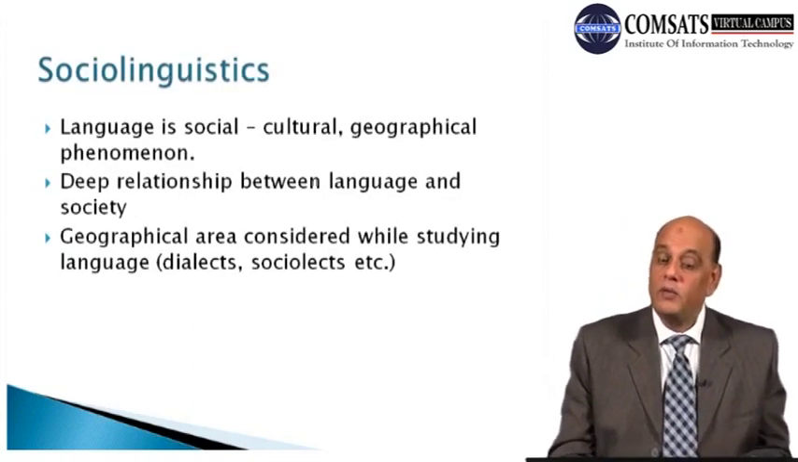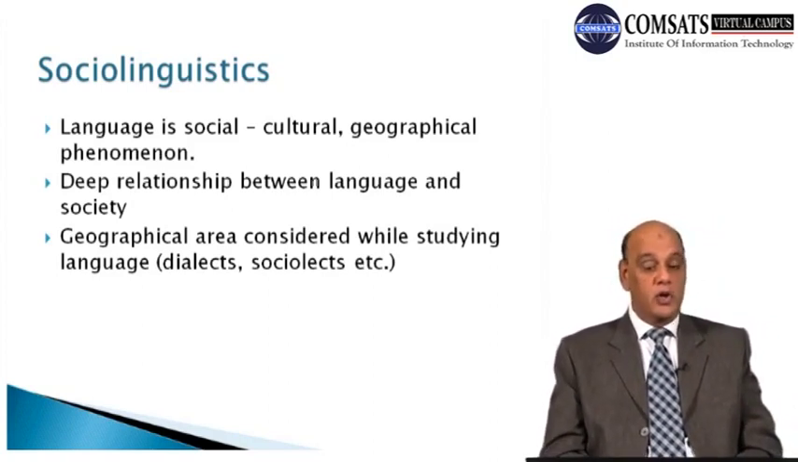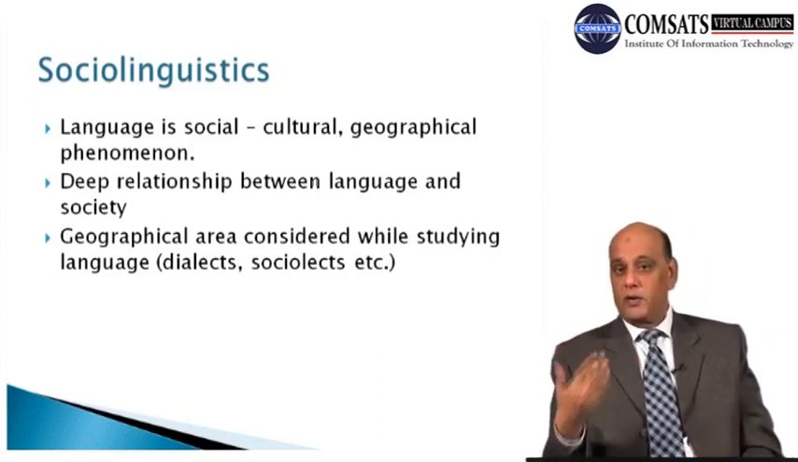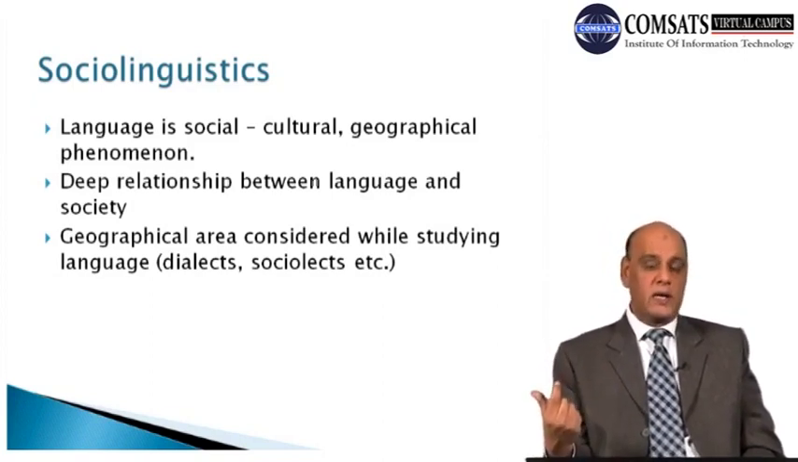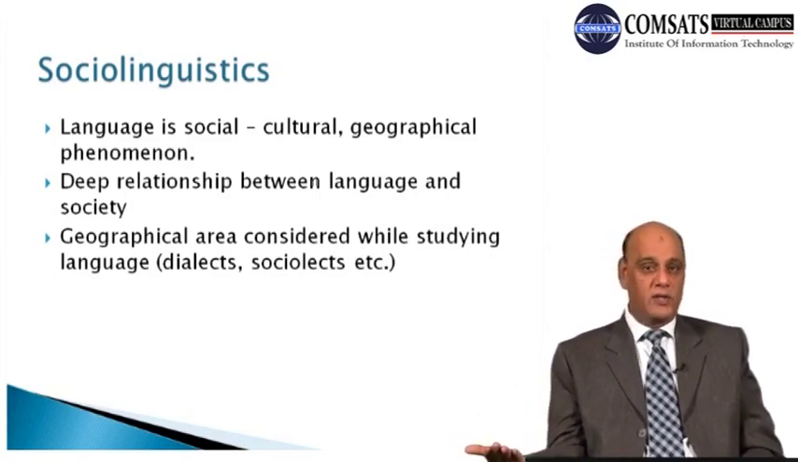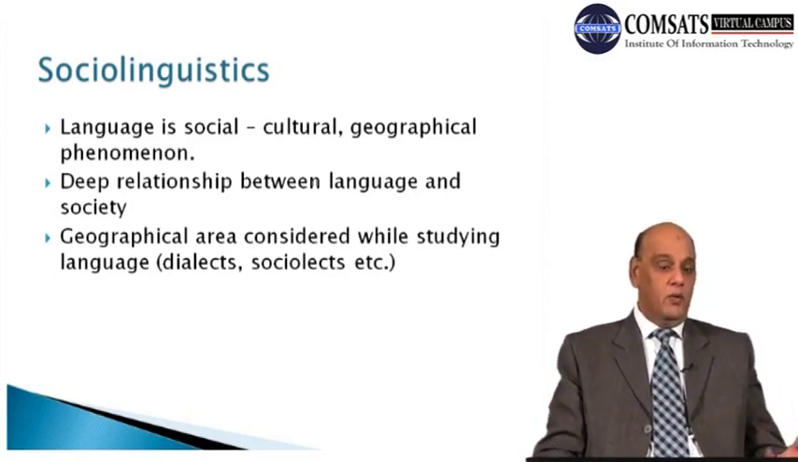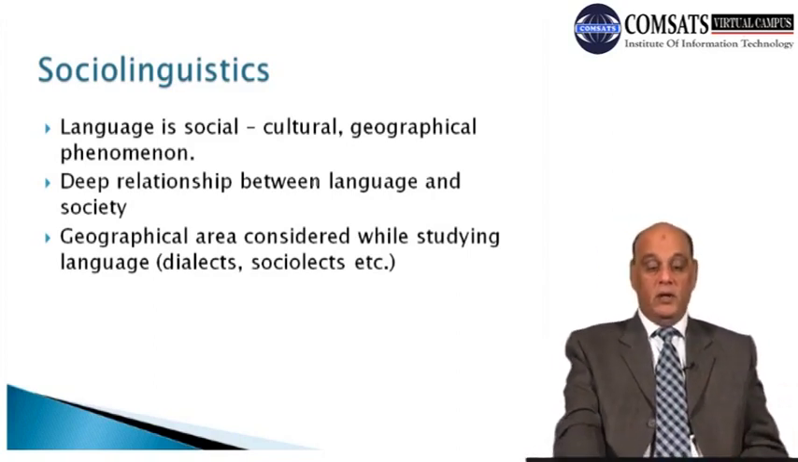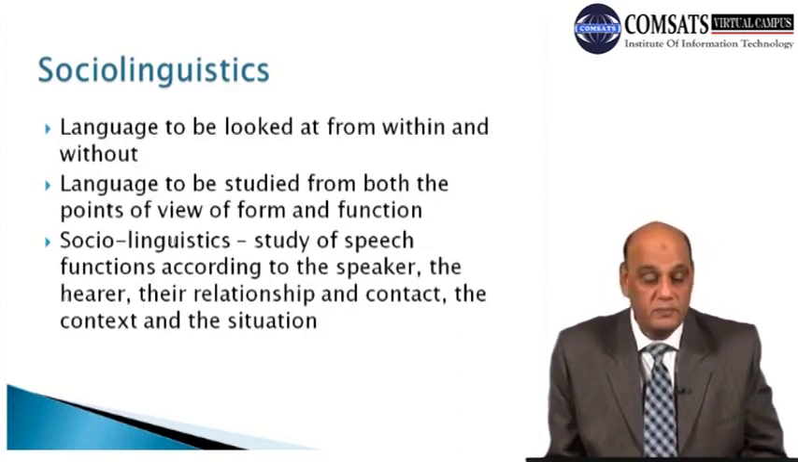Sociolinguistics briefly. Language is a social, cultural, geographical phenomenon. Deep relationship between language and society. Geographical area is considered while studying language. So you have the study of language with respect to society. How language is affected because of social classes. How social classes have adopted different varieties of language and are using them on different occasions. So it's basically language and society. What is the impact of language on society, and what is the impact of the social classes on language? You have examples like dialects and sociolects, where you have different varieties of language.